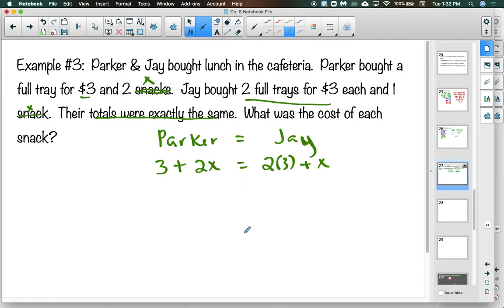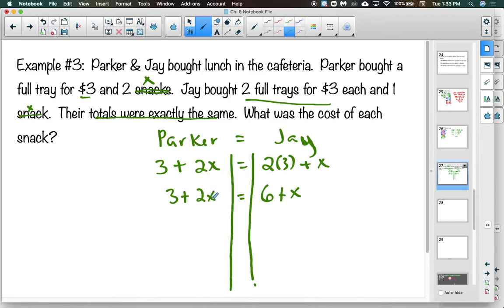And this equation, I'm telling you, they're getting a little trickier here, aren't they? So first thing we have to do is simplify. On the left side, I'm looking for parentheses or like terms. I don't see it. On the right, I'm looking for parentheses or like terms. I do see something here that can be simplified. 2 times 3. I'm going to simplify that. 2 times 3 is 6. 6 plus x is Jay's amount. 3 plus 2x is Parker's amount. And now I am simplified.